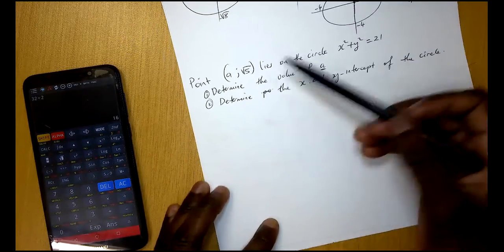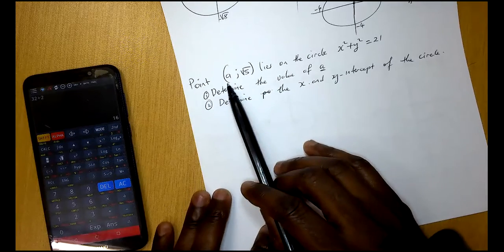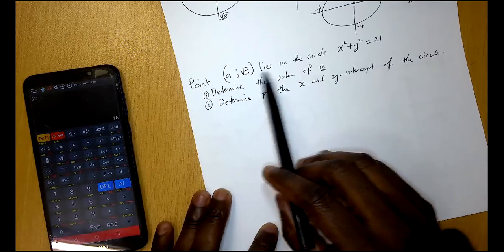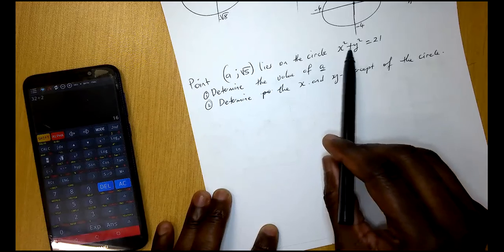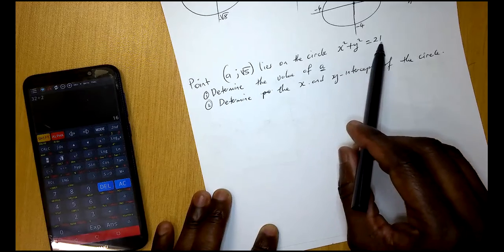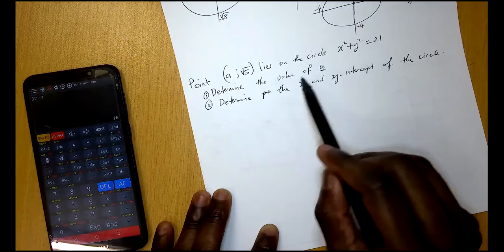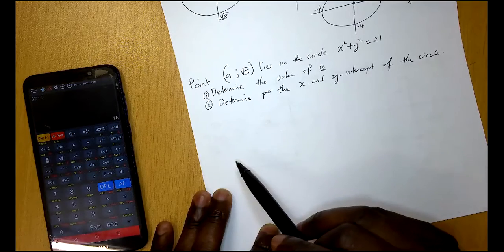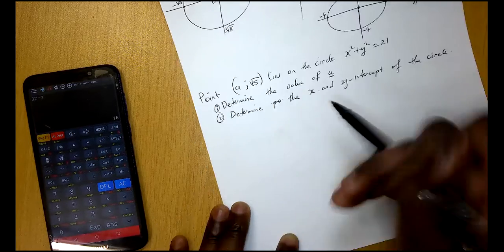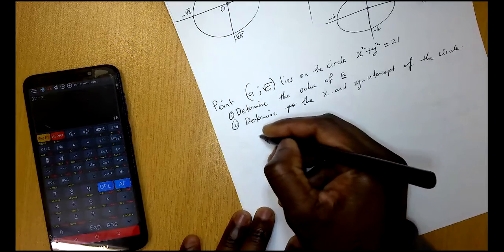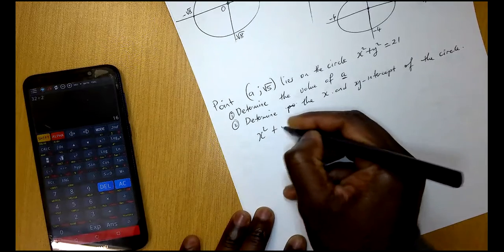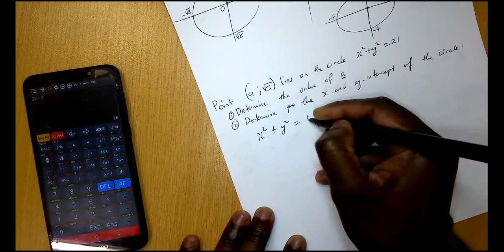Let's see the second question here. It's saying point A, root 5, lies on the circle x squared plus y squared is equal to 21. Determine the value of A. How do we determine the value of A? We have x squared plus y squared equal to 21.